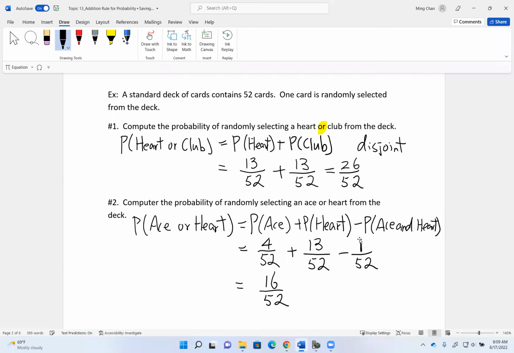Okay, so that's how we think about disjoint or not disjoint. When you're dealing with the word or in probability, you have to think about whether the events are disjoint or mutually exclusive, or whether they are not disjoint.